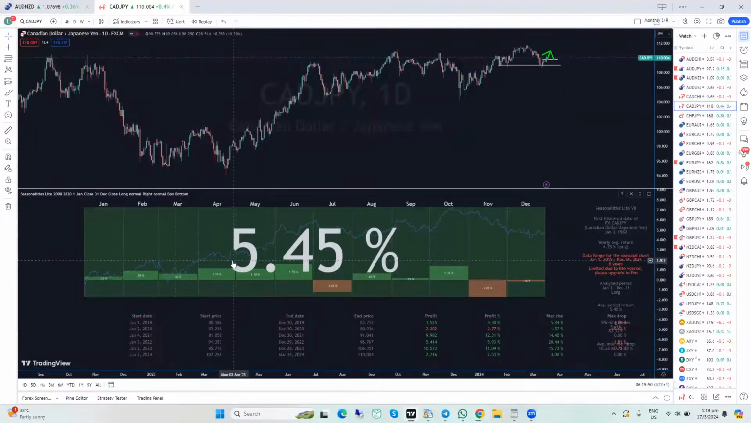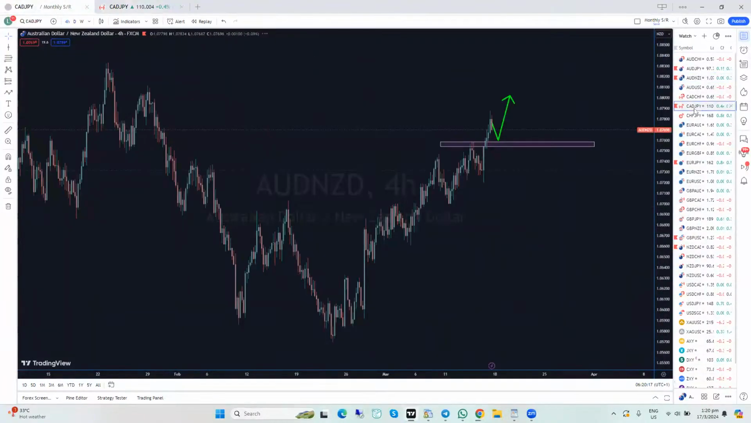CAD Yen, yeah, possibly this is something whereby I would be interested to trade. Again, you can see that November, December bearish, and then the start of the bullish run is actually from January all the way to June. So this is something that possibly we can look at. So let's have a look at it. Right. So CAD Yen, let's have a look at it. What do we have here?